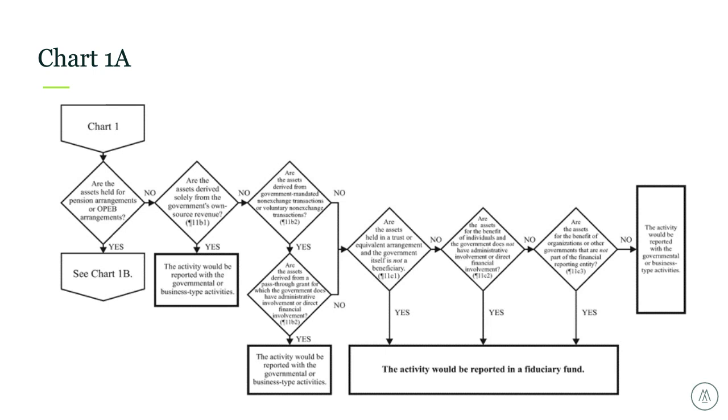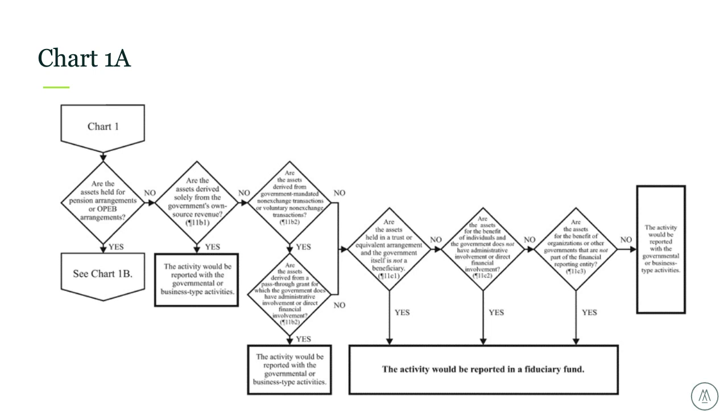If you notice on the left-hand side, I mentioned that the pension or OPEB arrangements do have their own chart. So in this case, they're referring to a situation where you have a pension arrangement or OPEB arrangement that is not considered a component unit. That still leads you to Chart 1B, because they have their own chart that evaluates how to report those types of activities.